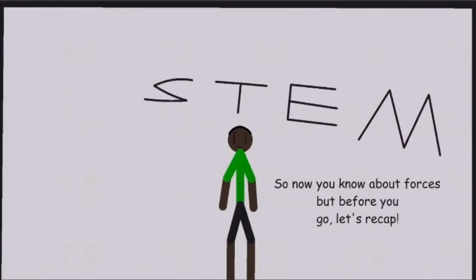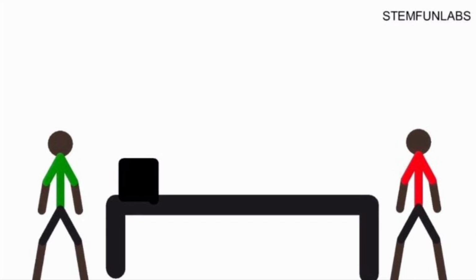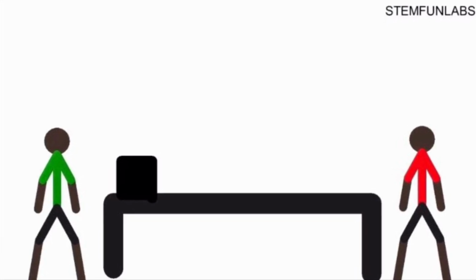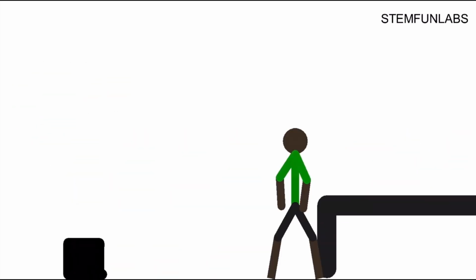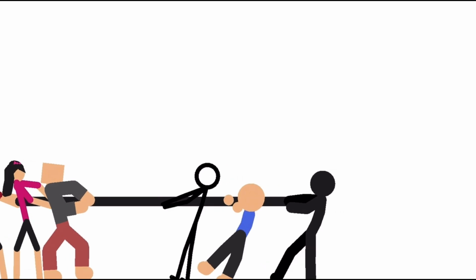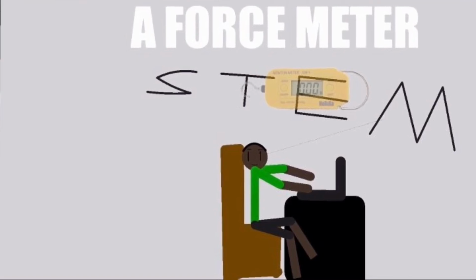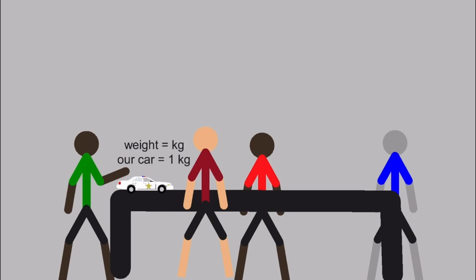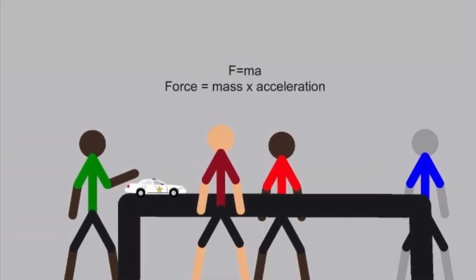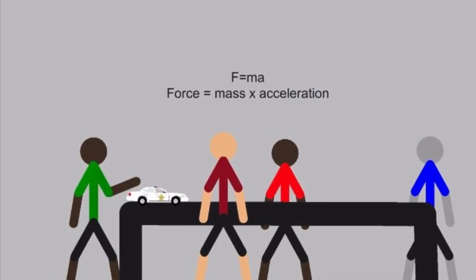But before you go, let's recap. A force is a push or pull, and we demonstrated that by pushing a box, throwing it, and the class doing a tug of war. Force can be measured by using a force meter or doing the math with force equals mass times acceleration, starting all the way from velocity equals distance over time, then doing acceleration equals velocity over time, and finally doing force equals mass times acceleration.